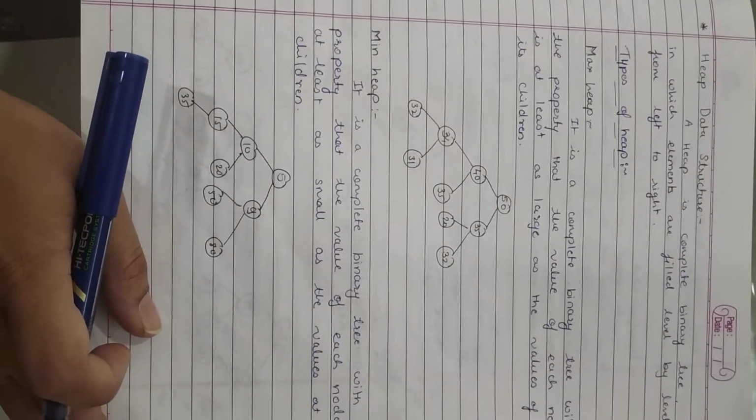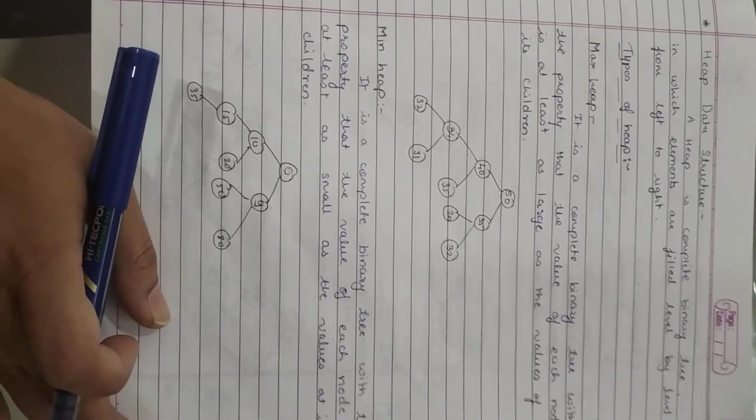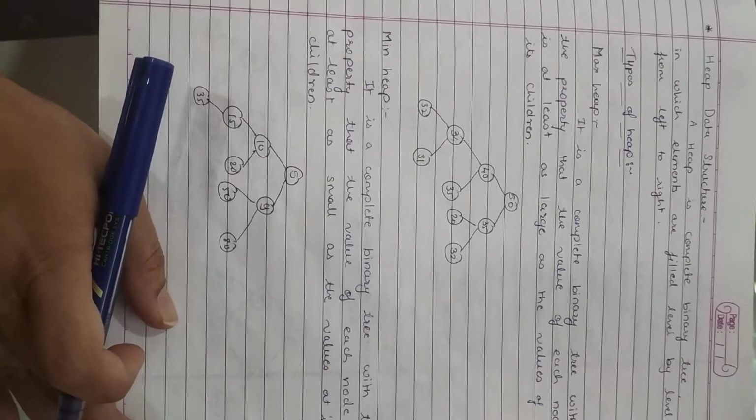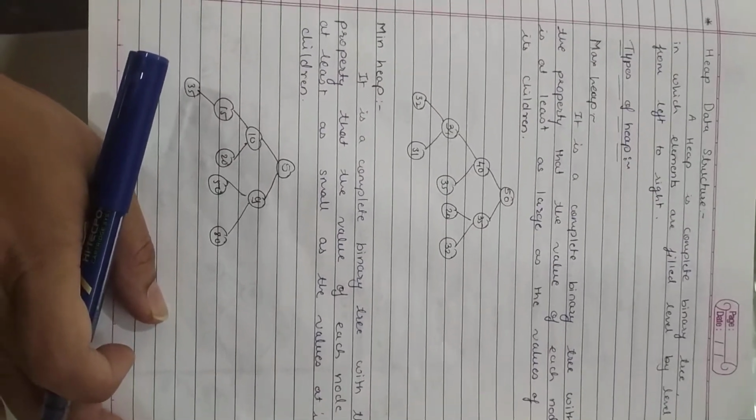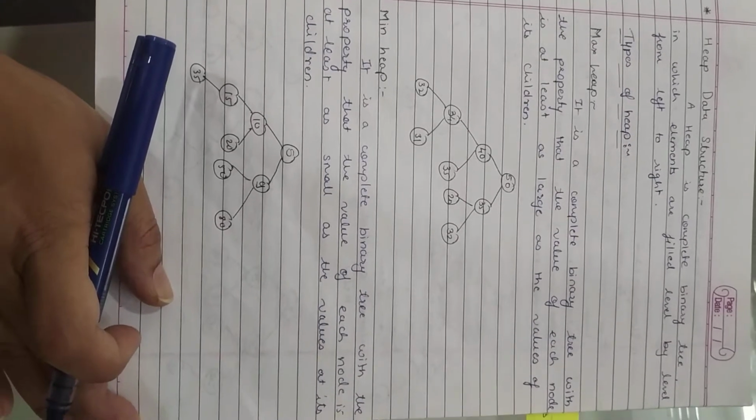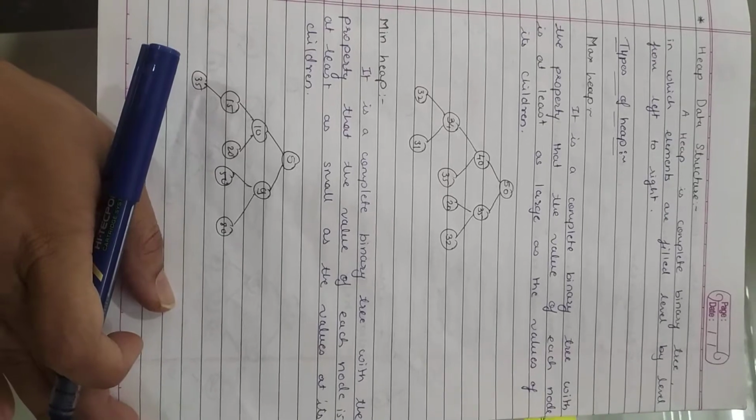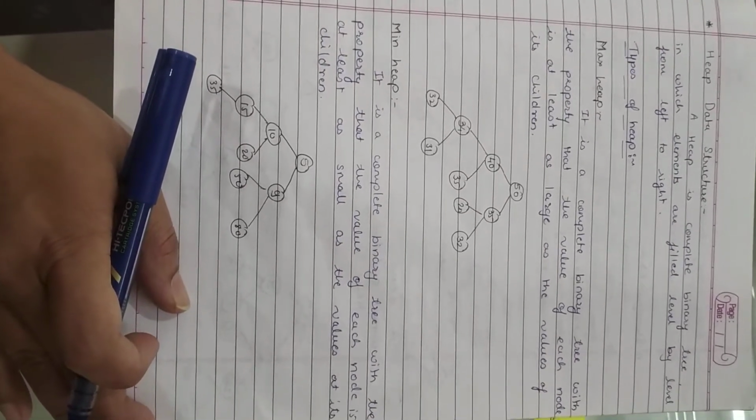A heap is a complete binary tree in which elements are filled level by level from left to right. Before this, you should know what a complete binary tree is. A complete binary tree is defined as a binary tree where all leaf nodes are on level n or n minus 1, and we have to fill each and every node from left to right.